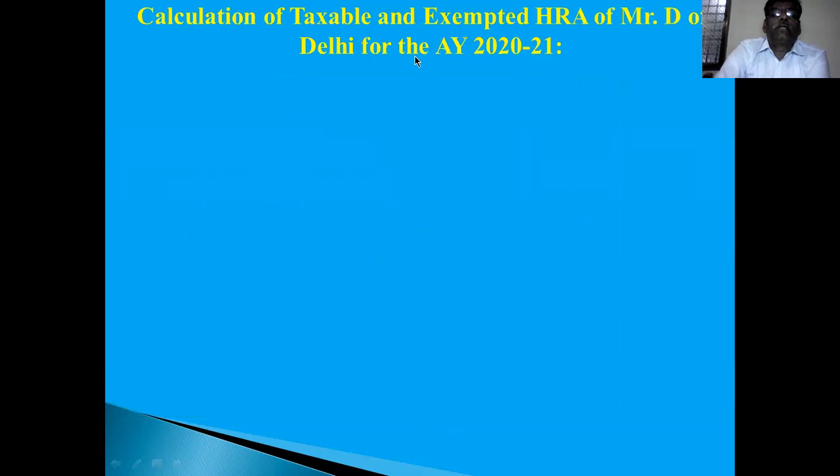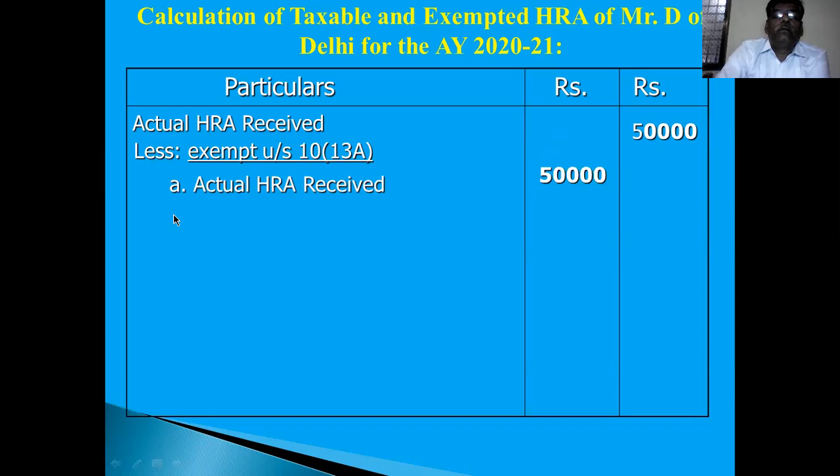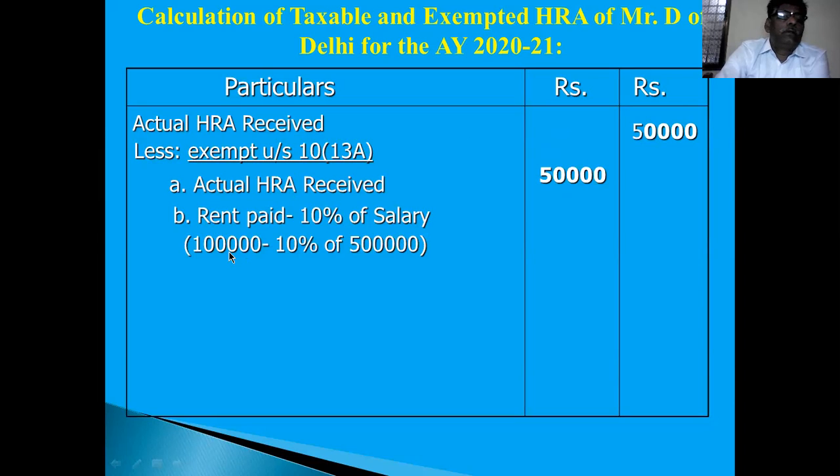Next, I calculate D of Delhi. You write the heading. First, you take actual HRA received. Actual HRA received is 50,000. Less exempted. Under that, first actual HRA received 50,000. Rent paid minus 10% of salary. Rent paid is 1 lakh. You see here. His salary is 5 lakh.